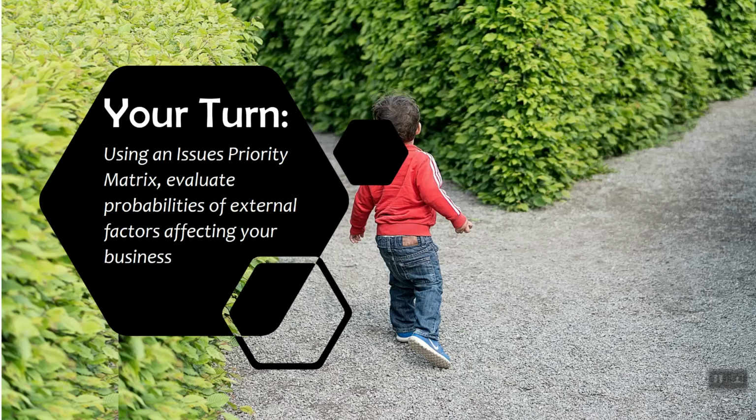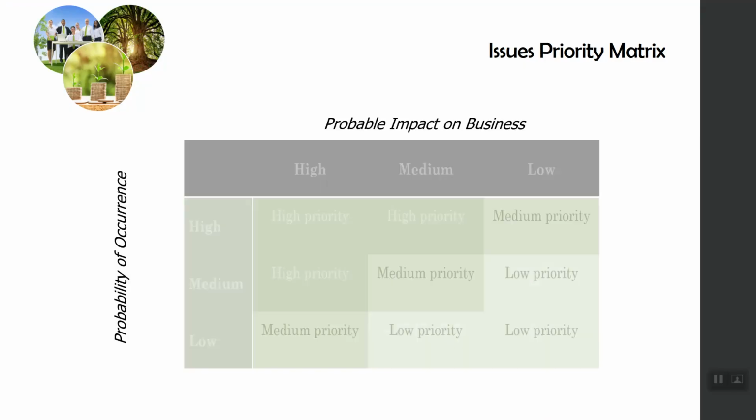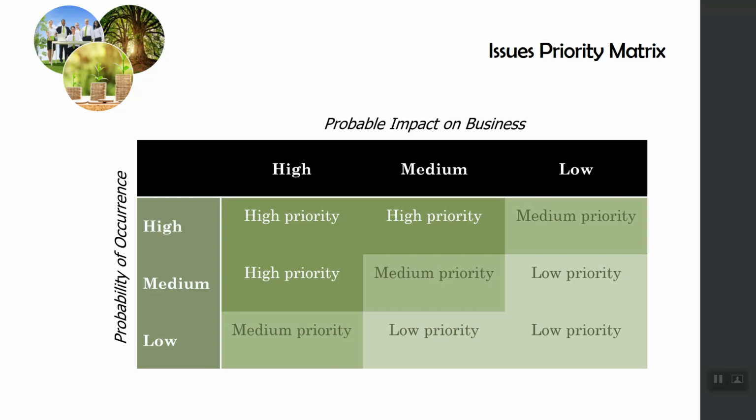Now it's your turn. Using an issues priority matrix, evaluate the probabilities of the external factors affecting your business. Here's a template for the issues priority matrix. You do not have to have an issue in each square, but it is important to be thorough.